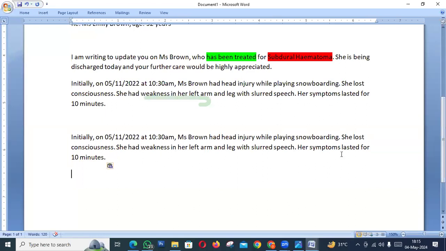Yes. As a result of this head injury, she lost her consciousness and developed weakness in her left arm and slurred speech. Yeah, you're trying well. Excellent. We need to organize a little bit more, okay?